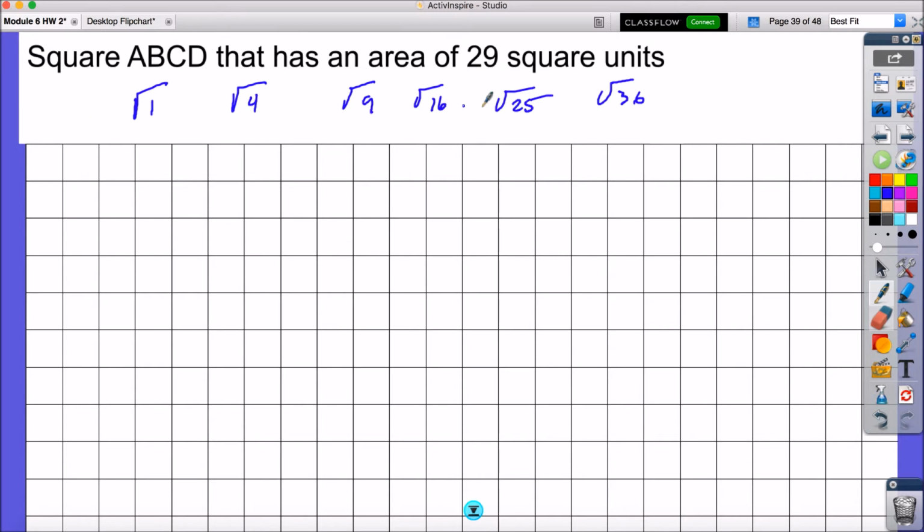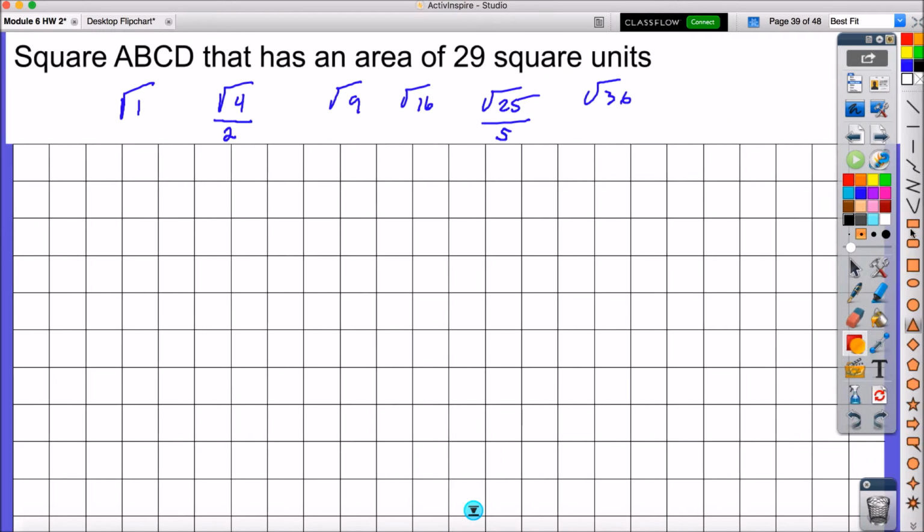And you want to see which two of these numbers could I add up and get a value of 29. And that would be 4 and 25. So what this is saying is, I have a side length of 2 and a side length of 5. So if we were to do this, let me go ahead and bring up these squares.